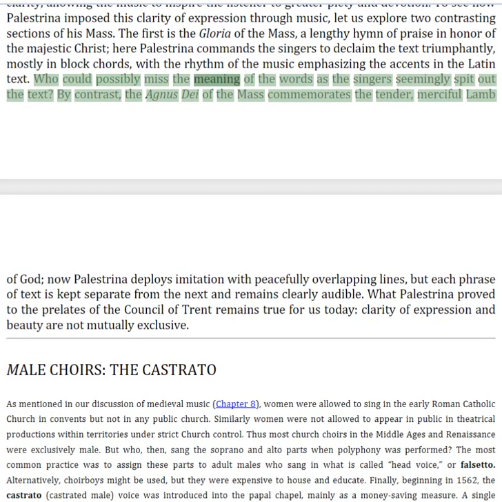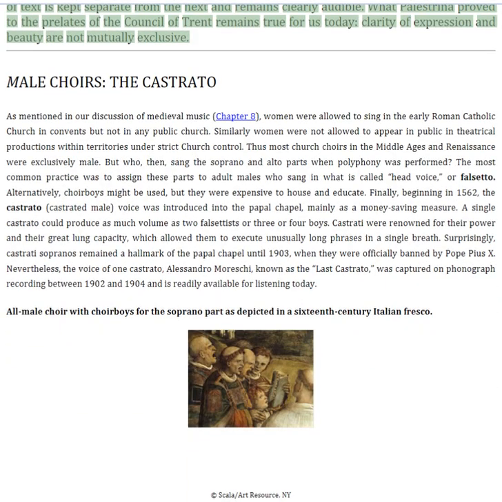Who could possibly miss the meaning of the words as the singers seemingly spit out the text? By contrast, the Agnus Dei of the Mass commemorates the tender, merciful Lamb of God. Now Palestrina deploys imitation with peacefully overlapping lines, but each phrase of text is kept separate from the next and remains clearly audible. What Palestrina proved to the prelates of the Council of Trent remains true for us today: clarity of expression and beauty are not mutually exclusive.